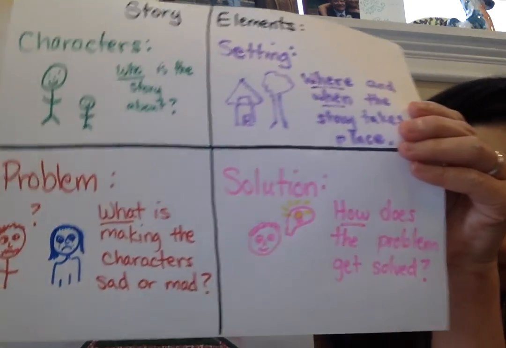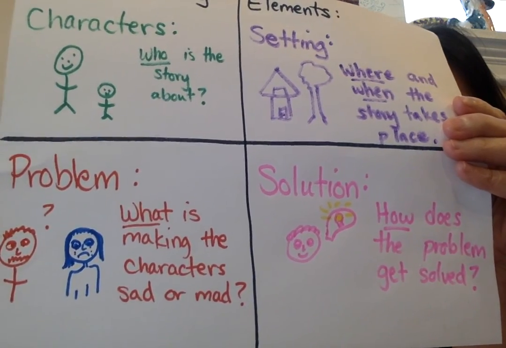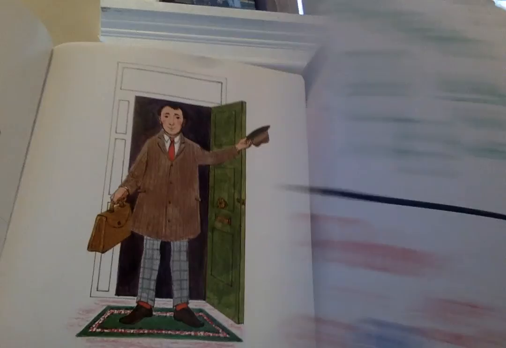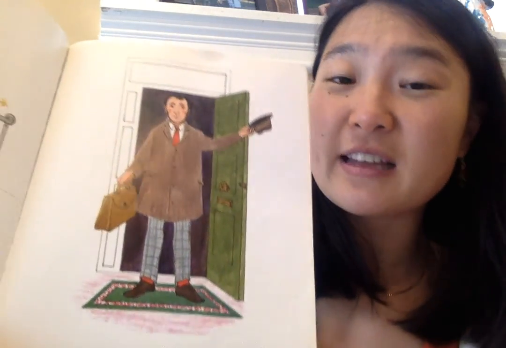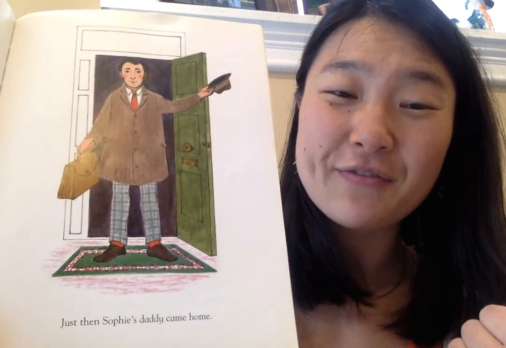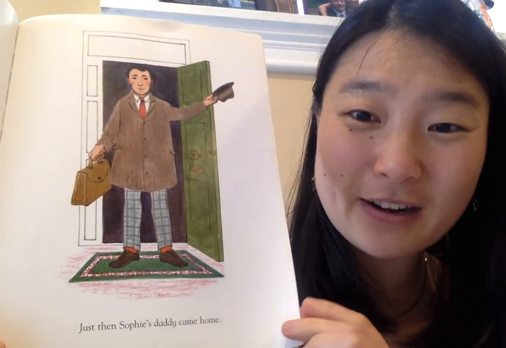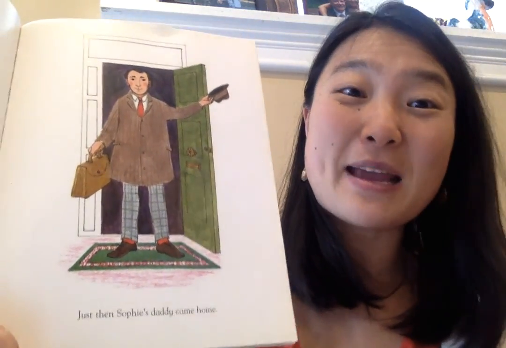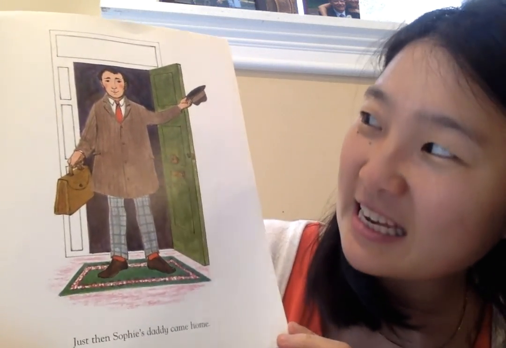After we find out what the problem is, then we can look for the solution. How does that problem get solved? So let's see how in this story they solve the problem of the tiger coming in and eating all the food and drinking all the drinks and drinking up all the water for Sophie's bath and making a mess in the kitchen. Just then, Sophie's daddy came home.